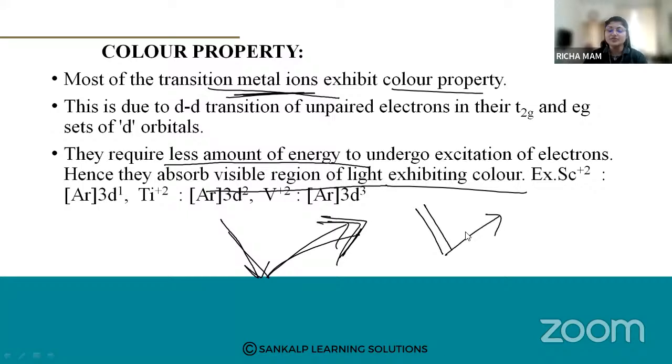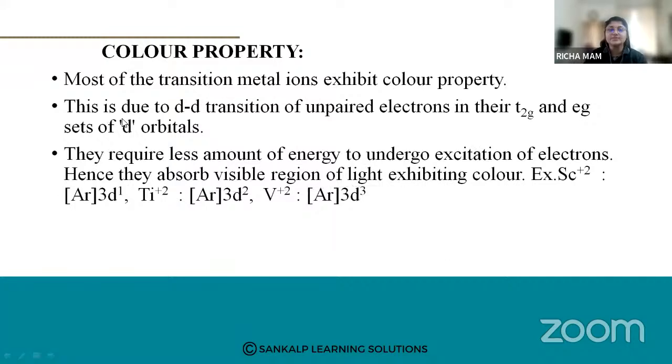Why is it so? The absorption of radiation takes place due to the d-d transition, that is, due to the transition of electrons. The transition of electrons takes place from lower energy to higher energy. So the electrons from lower energy d orbitals will undergo d-d transition to higher energy. So whenever you have lower energy and you have higher energy, what will happen?